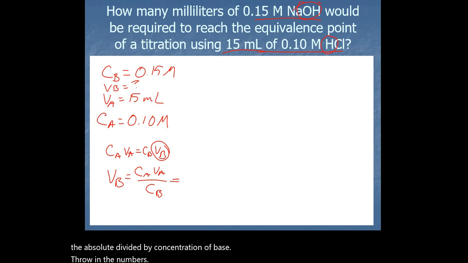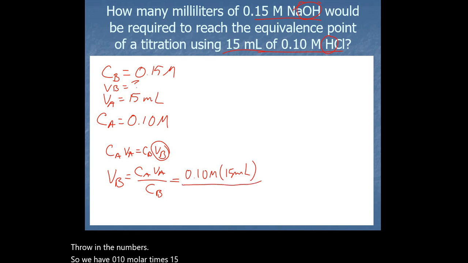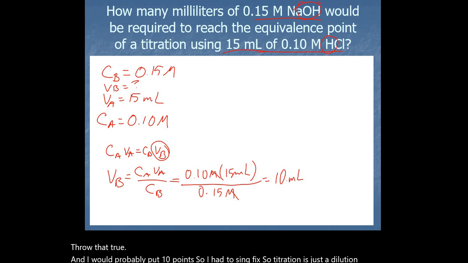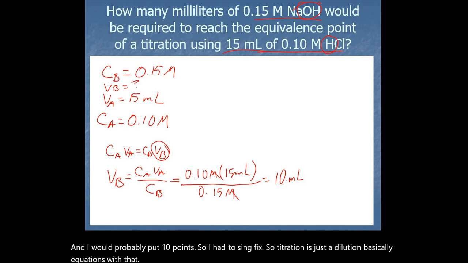So we have 0.10 molar times 15 milliliters divided by 0.15 molar. Molar cancels. Throw that through. 10 milliliters, good. And I would probably put 10 point, so I had 2 sig figs. So titration is just a dilution, basically, equation. Okay, are we okay with that? Yeah. No? We're okay? All right, I'm going to move forward.